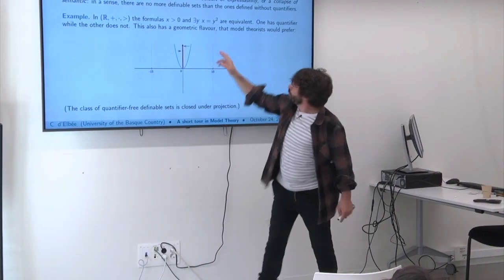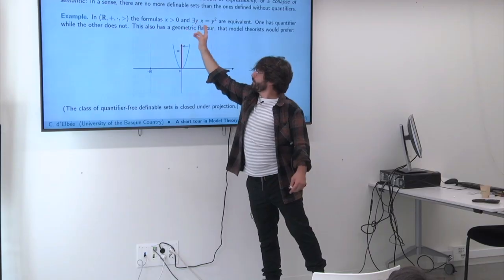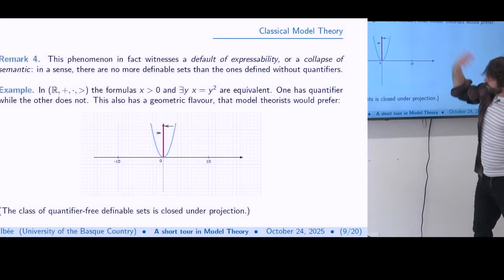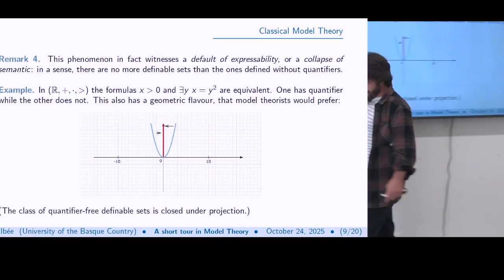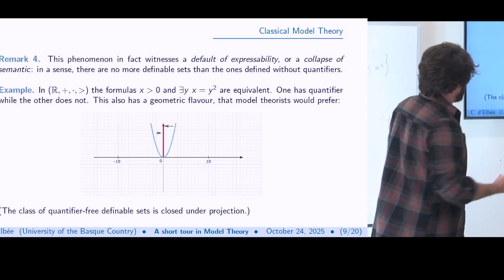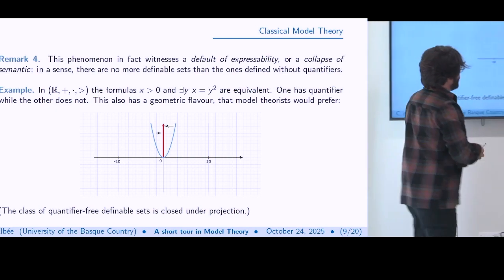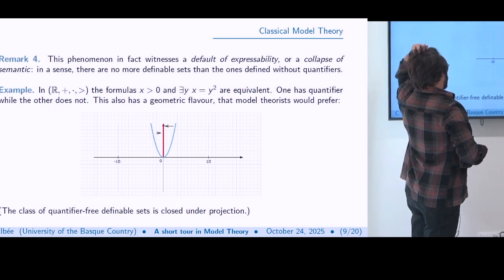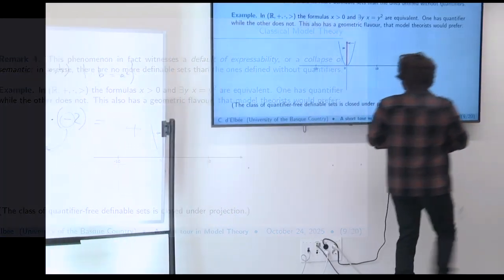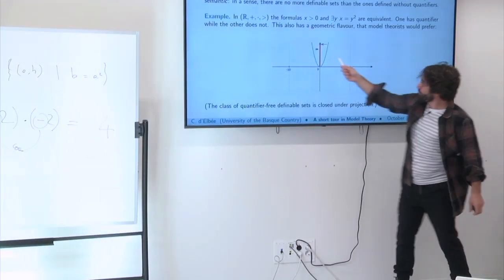So we just checked it for one formula, this one. It has a quantifier-free equivalent, but it's actually true that in here, any formula, any theorem, any property you can express has a quantifier-free equivalent.